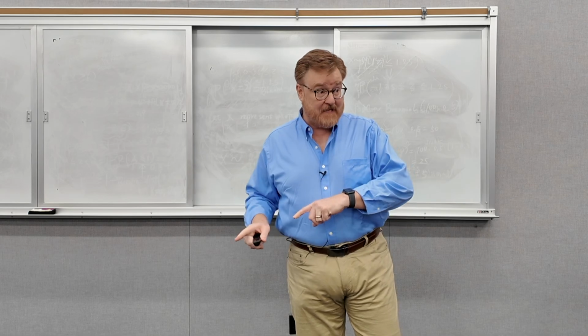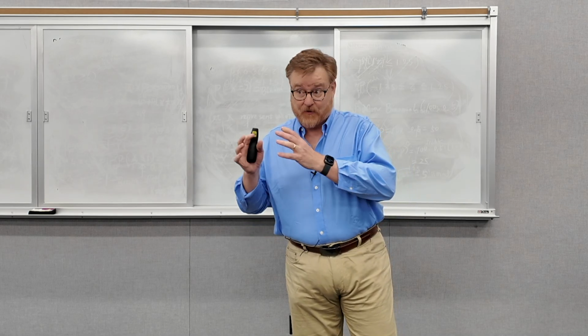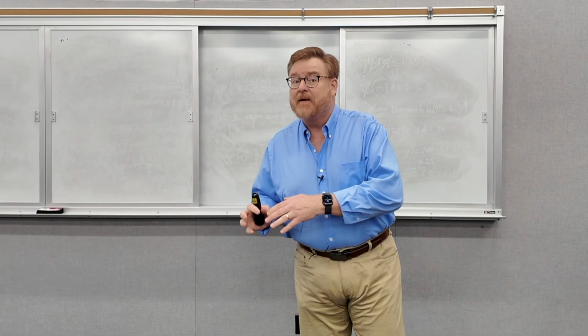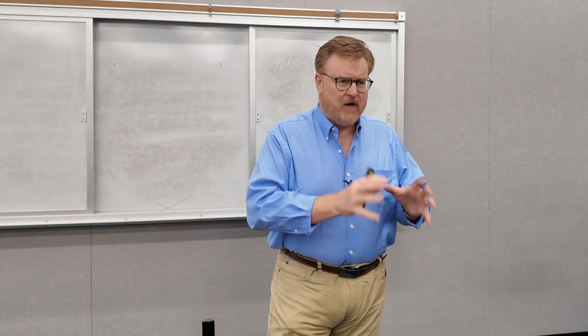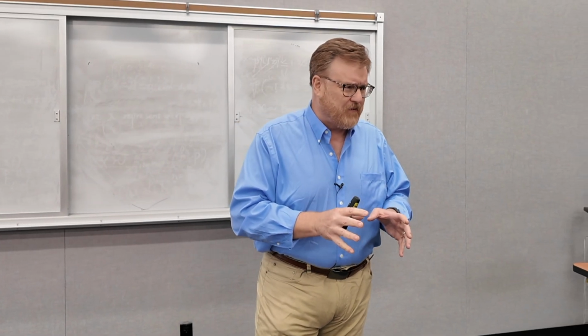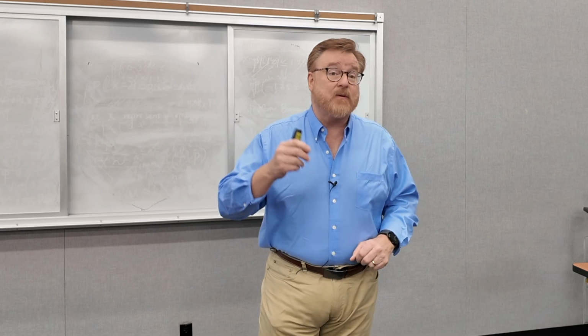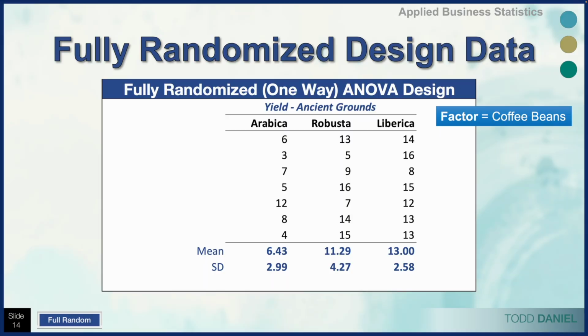I'll show you an example of how we would structure our data if we were using JASP, but for now we're just focusing on Excel, and Excel does things a little differently. What you can see is we actually have 3 columns. The header for each column tells you the type of bean that is being planted. These are the 3 treatments, the 3 levels of our single factor, which is coffee beans.